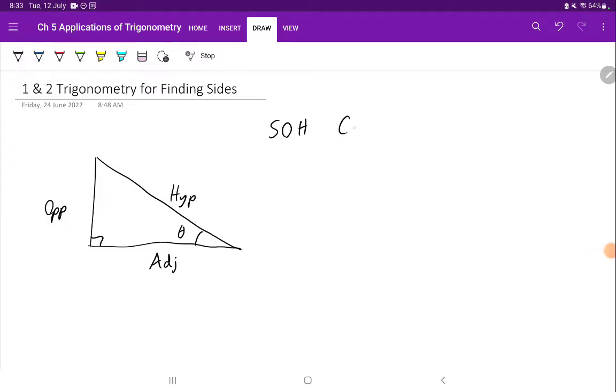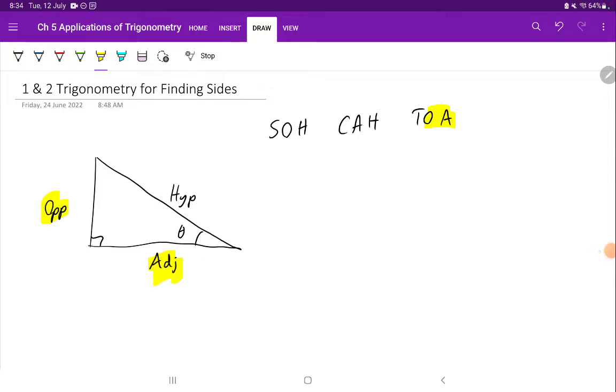SOHCAHTOA is just a way of memorizing the three relationships really quickly. The first one, sine, is the relationship between the opposite and the hypotenuse. The second one, cos, is to do with the adjacent and the hypotenuse. And tan is to do with the opposite and the adjacent.